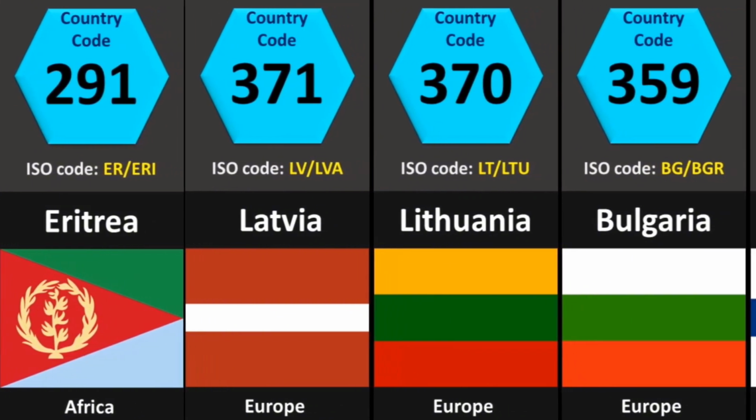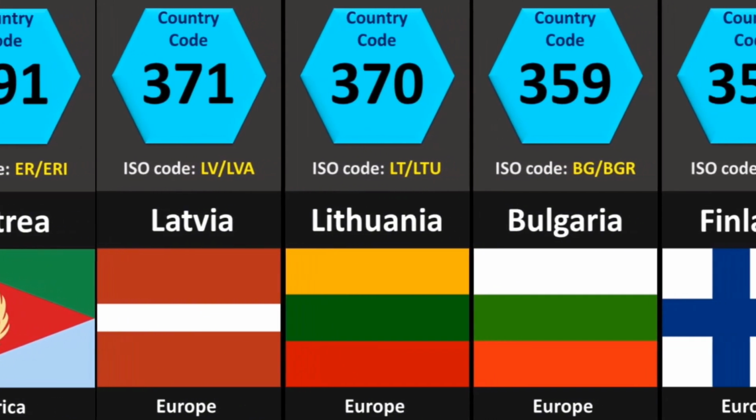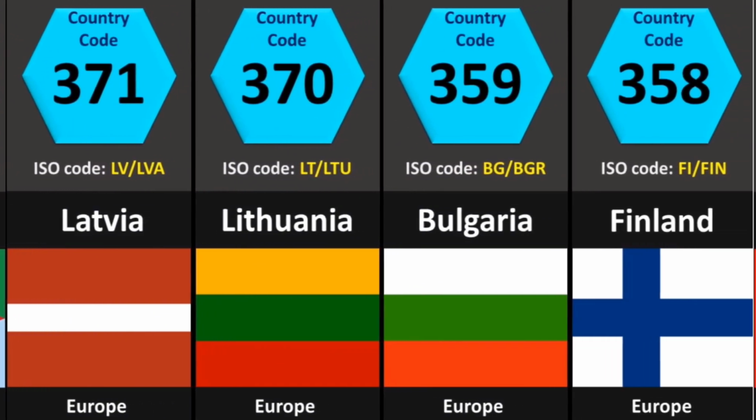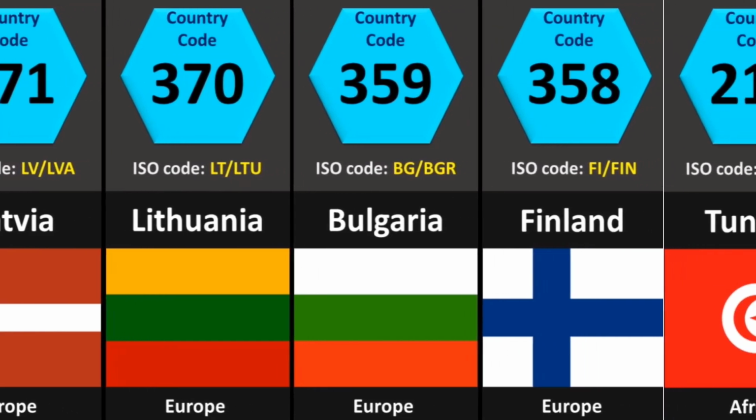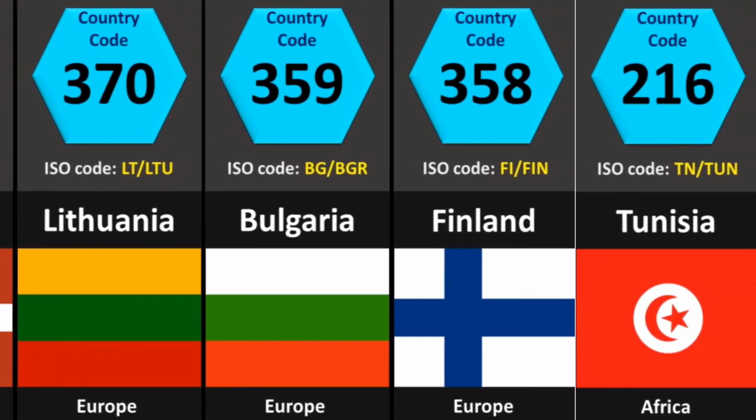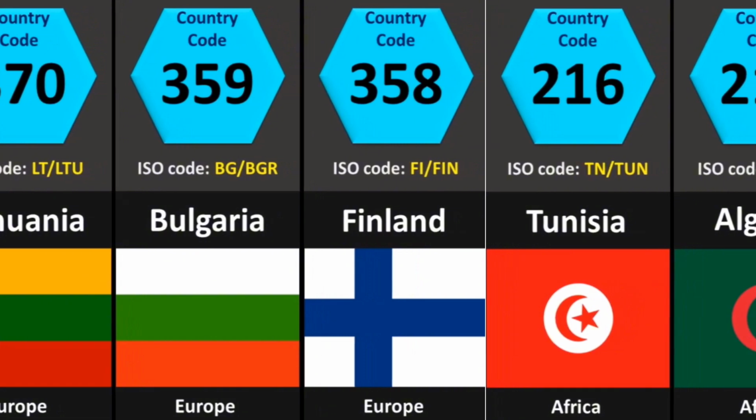Key differences: phone codes are for dialing, while ISO codes are for identification. Some countries have similar numbers but different ISO codes. Small countries that share phone codes have unique ISO codes.